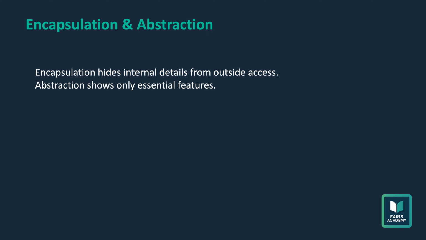Encapsulation and abstraction. Encapsulation hides the internal details of how an object works. Abstraction shows only the necessary features. These two principles help protect and simplify your code.